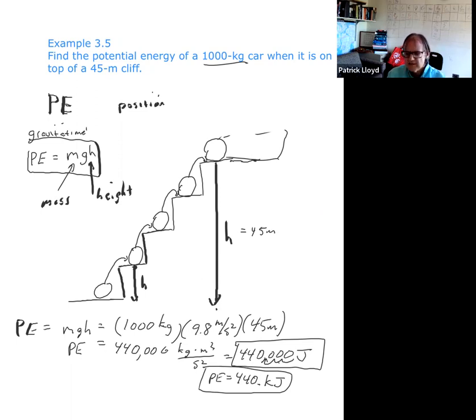And again, if you wanted to move that object up to that 45 meters, the amount of work would be the same. It'd be 440 kilojoules. And that will lead us into the next topic, which is called the conservation of energy. The amount of work that we do to move that object is going to be equal to the amount of potential energy that that object has once you've got it up to the top, okay?